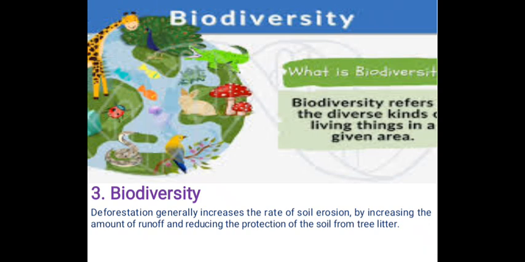The next one is biodiversity. Biodiversity refers to the diverse kinds of living things in a given area. So deforestation generally increases the rate of soil erosion by increasing the amount of runoff and reducing the protection of the soil from tree litter.